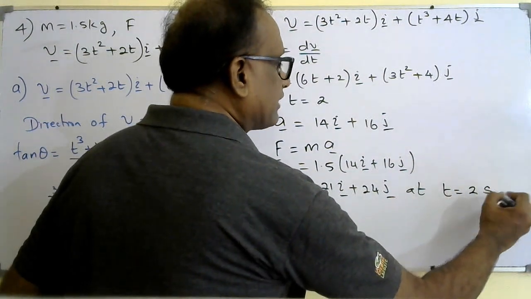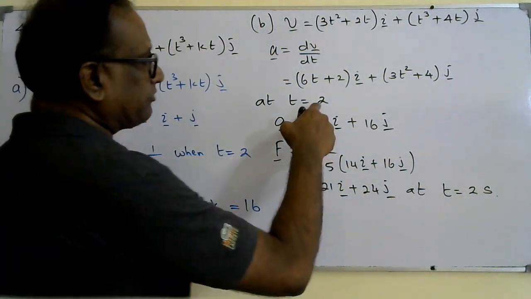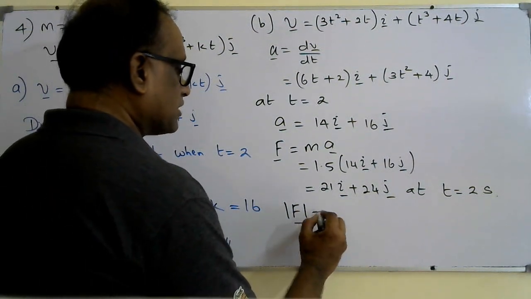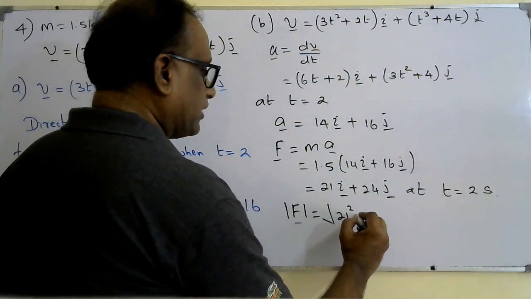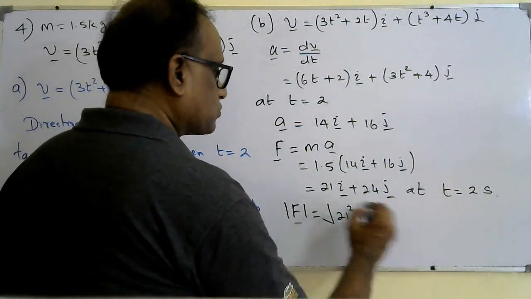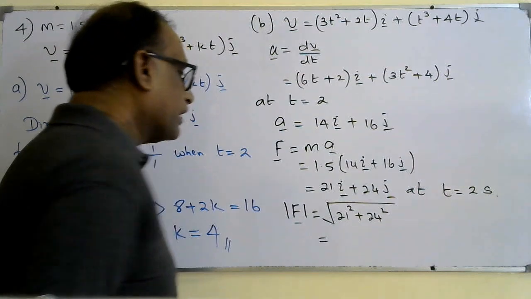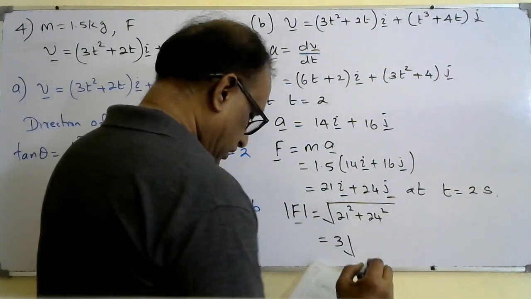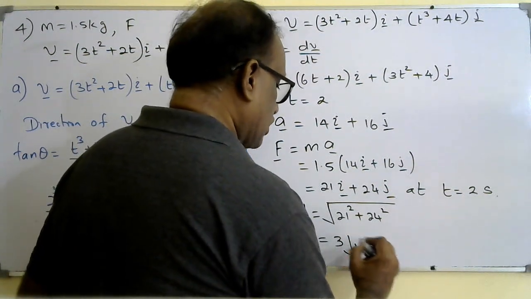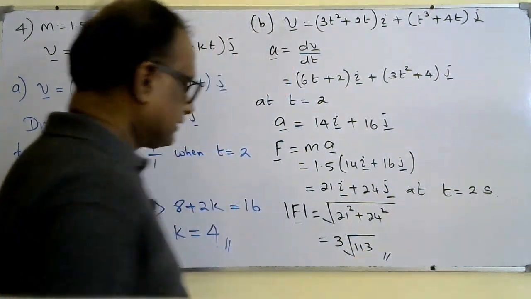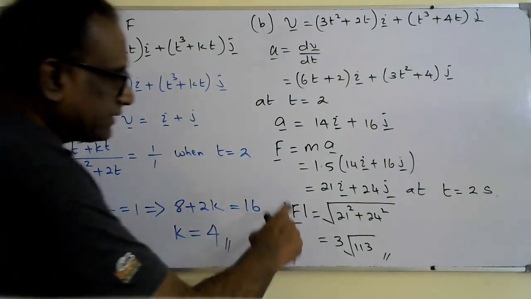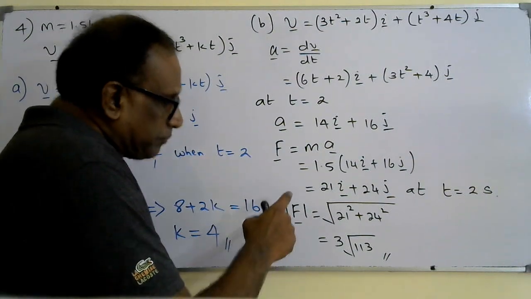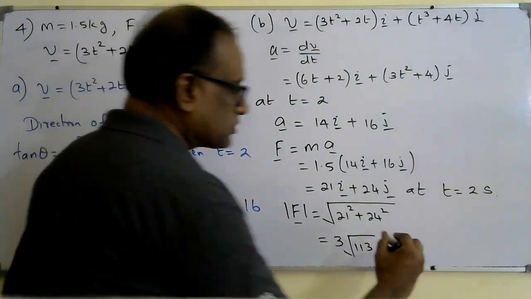We need to find the force at t equals 2 seconds. Everything we are finding is at t equals 2 seconds, because we already found the time. So we need the modulus of the force: the square root of 21 squared plus 24 squared, which gives 3 square root of 113. You can solve it and give a decimal, but this is correct. What I found here is the force vector at time t equals 2 seconds, and this is the magnitude of the force at time 2 seconds.